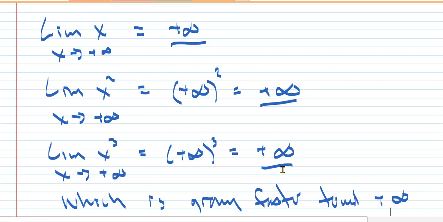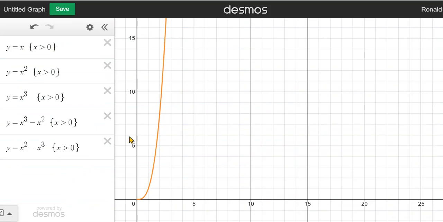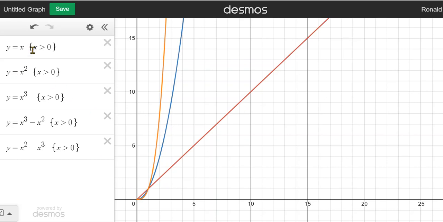All three of these were moving towards positive infinity. But which one is moving faster, x or x cubed? Well, clearly x cubed is moving up faster than x is, and it's even moving up faster than x squared is. So x cubed is growing more quickly than either of these other two.